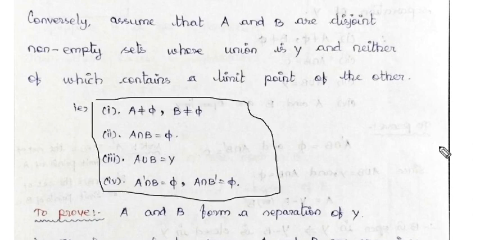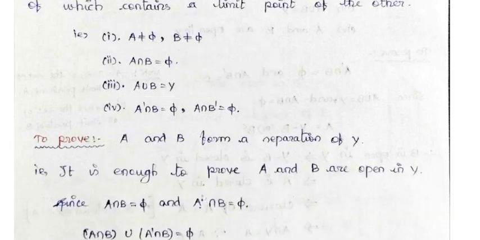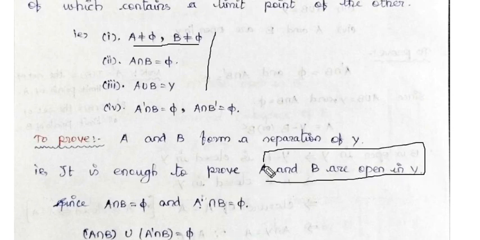A and B form a separation means we want to prove just four conditions. What are the conditions? A and B non-empty, A intersection B equals empty, their union equals Y, and the fourth condition, A and B are open. In this hypothesis, three points are satisfied. So it is enough to prove that A and B are open in Y.